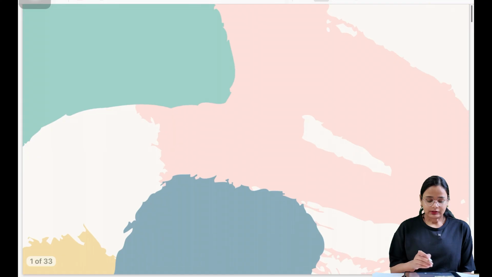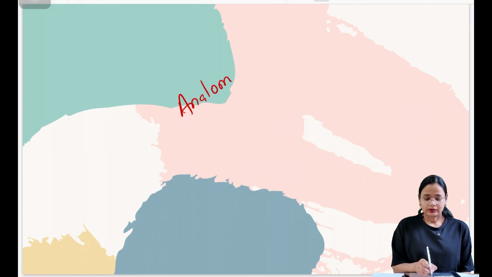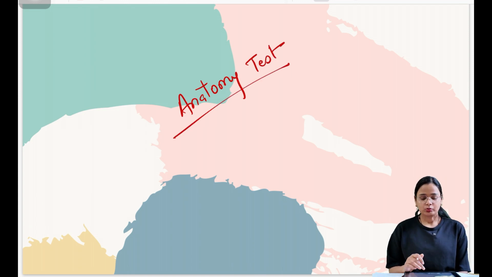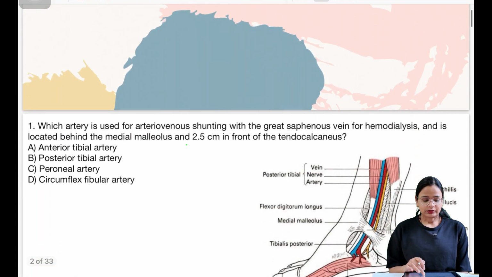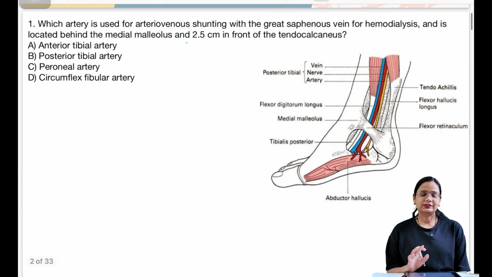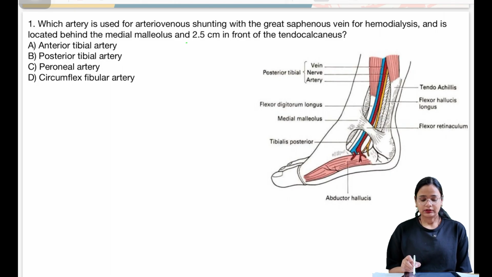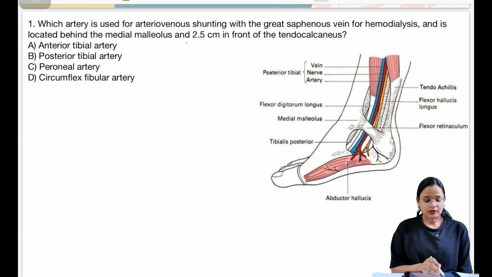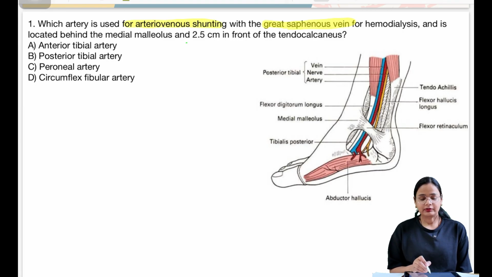Okay, so today we are discussing the anatomy test for Mahotsav Scholarship 2.0. So today I am discussing mainly the sequence of questions in the first variant. The first question in the first variant was, which artery is used for the arteriovenous shunting with great saphenous vein for hemodialysis.